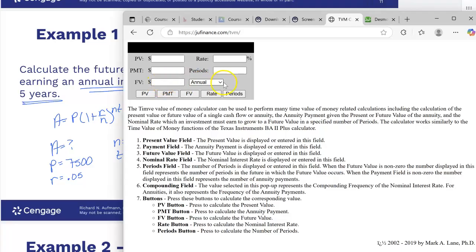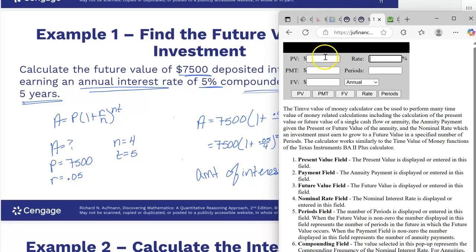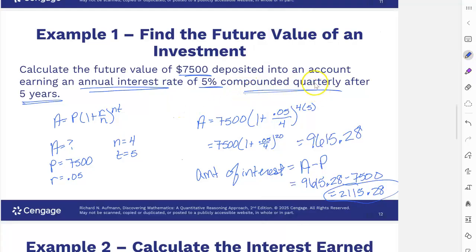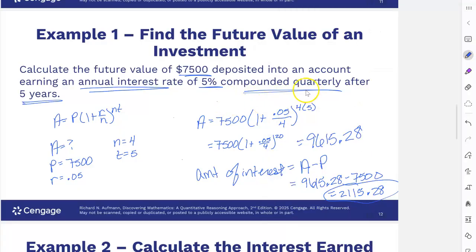We've got future amount here. We've got how it's compounded, the number of periods, and then the interest rate. So let's look at this particular problem. Our present value was 7,500. That's how much was initially invested. Our interest rate is 5%, so that's 0.05. We are compounding, in this case, quarterly. I'm going to change this to quarterly. And we were looking at 4 times a year for 5 years, which would be a total of 20 compounding periods.